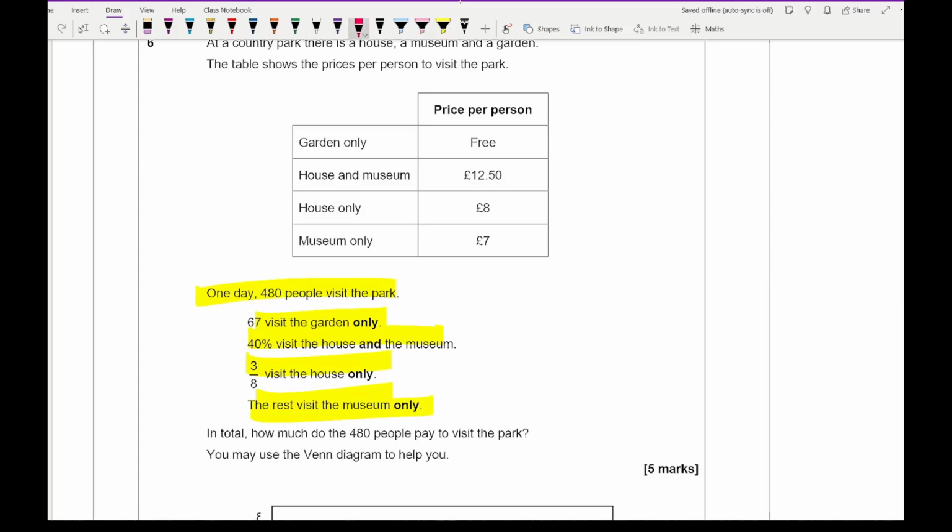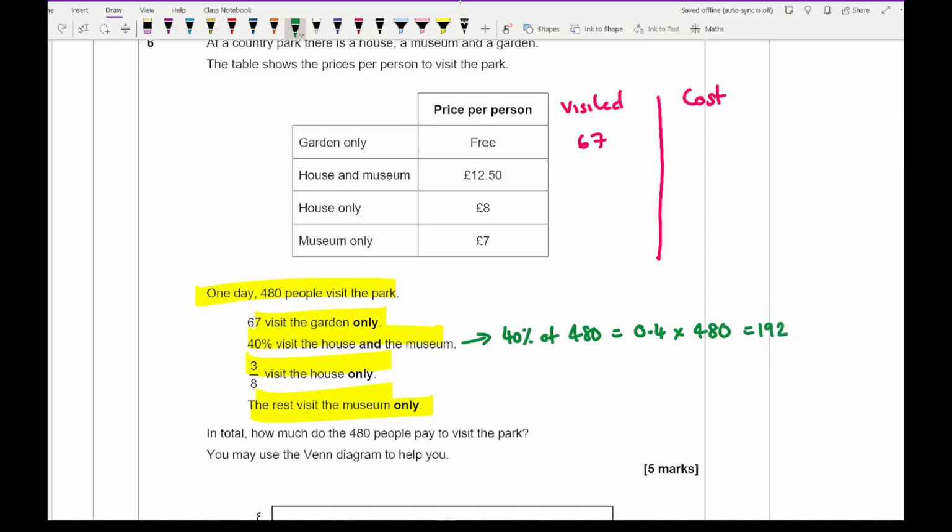So looking at the visited column here, this is going to be 67, and we can have a cost column there. And we're looking at the house and museum. Well, that's going to be 40% of 480, which is 0.4 times 480. If I type that into my calculator, 0.4 times 480 gives me 192. So the number of people that visited house and museum is 192.